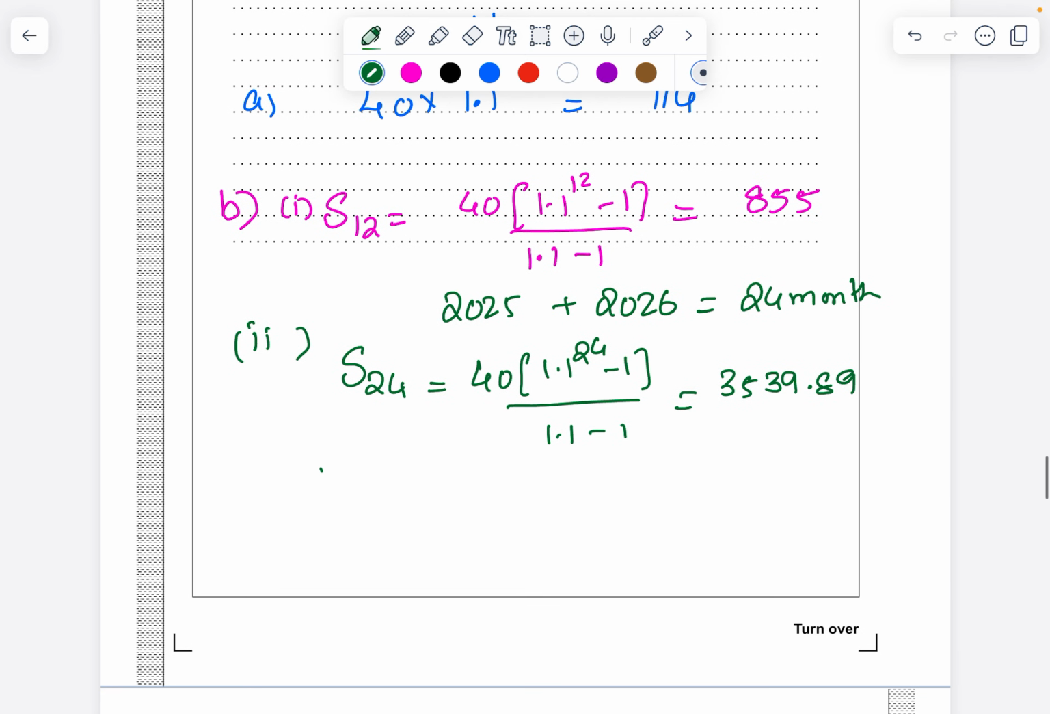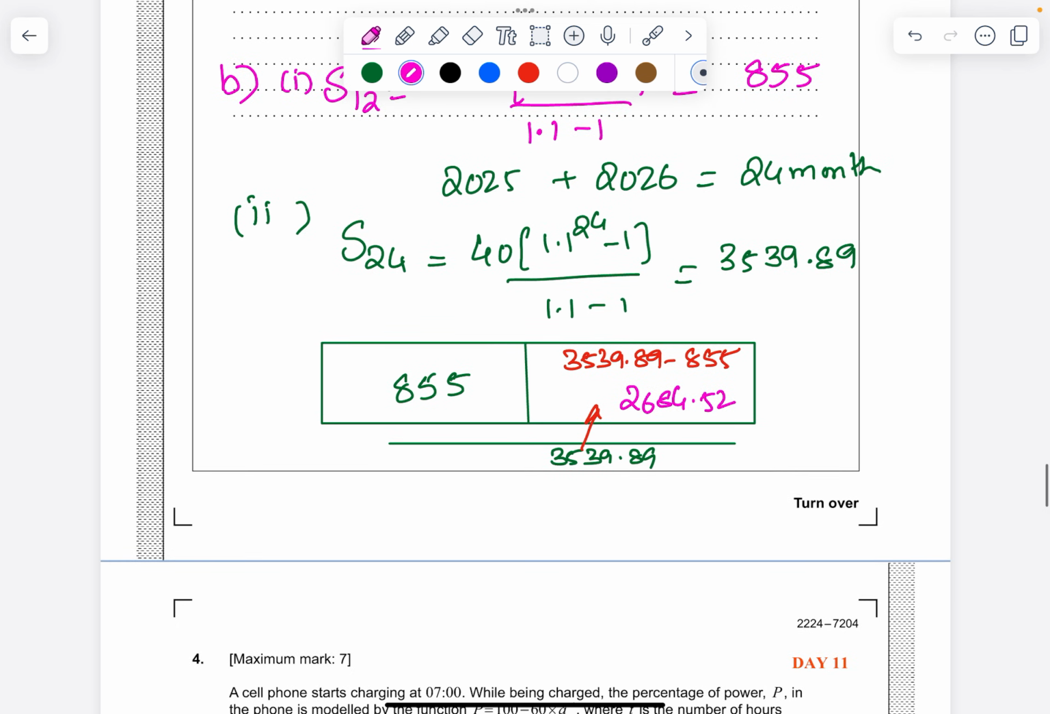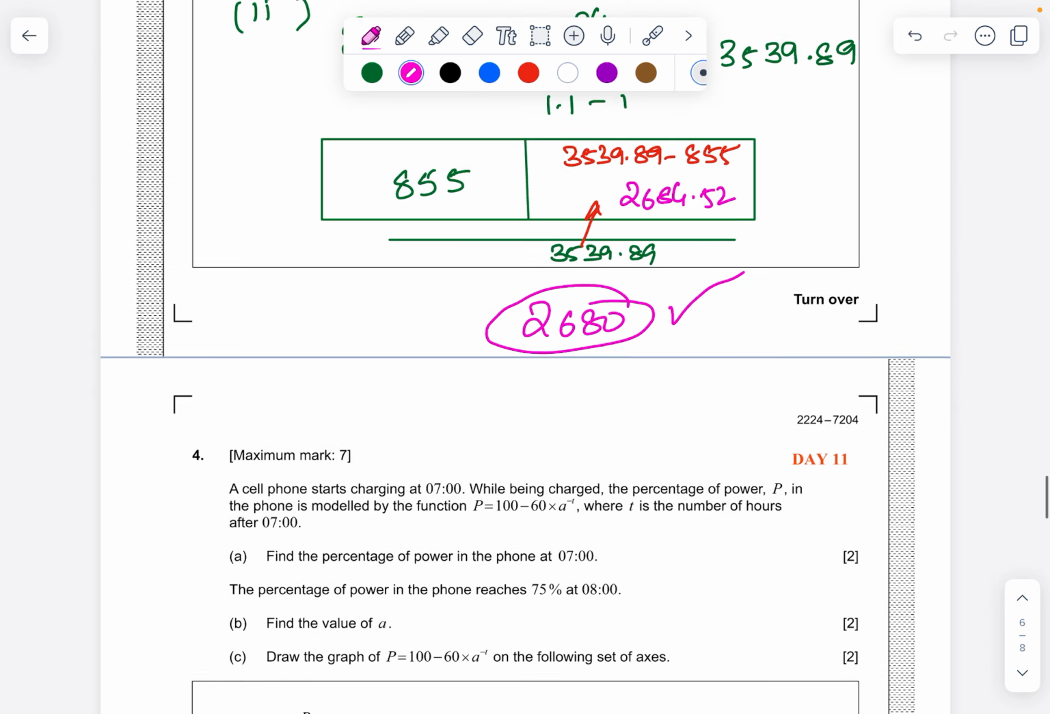But if I try to draw the diagram, over here it was 855 and this total was 3539.89. So the balance will be 3539.89 minus 855, which is going to be 2684.52. So the nearest number is 2860. That's going to be the number of cars sold in 2026.